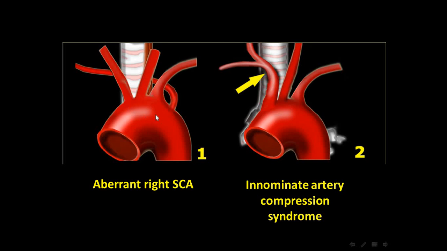As we said previously, the aortic arch usually gives 3 branches, right? Left subclavian, left common carotid, and brachiocephalic. But in this case, it gives 4 branches. The 4th one is the right subclavian.